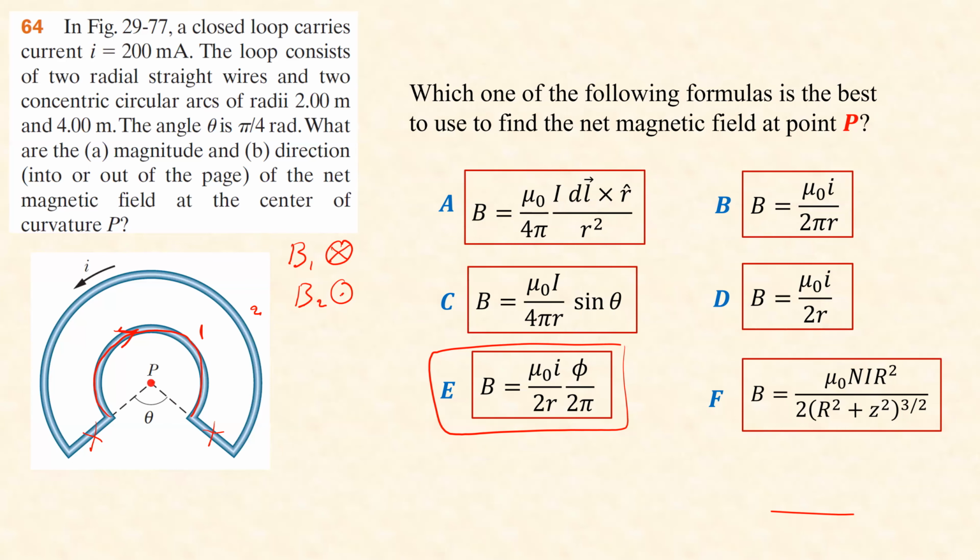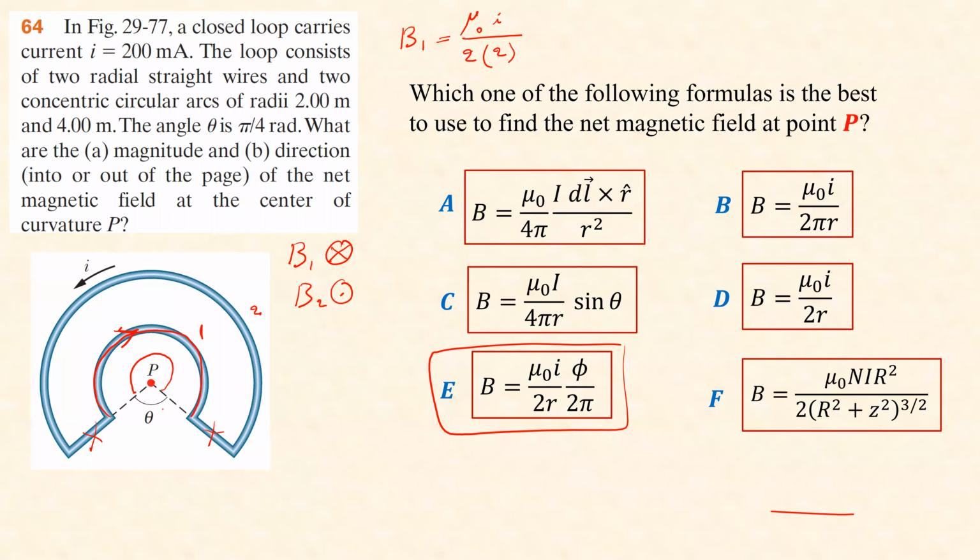Okay. But what is the magnitude? We can find B1 here. If I want to use this, mu naught I over 2 pi, 2r, sorry, 2r. What is the r? R is 2 meters and 4 meters. 2 times 2 for B1. And phi is the angle, this angle.